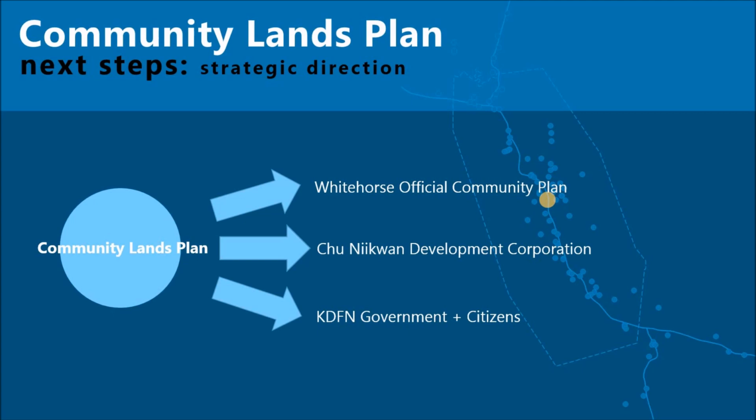And the Community Lands Plan will also be providing direction to Kwalndun government itself and its citizens. As land is rolled out, the plan will provide a high-level framework for guiding how land is used, planned, and developed.